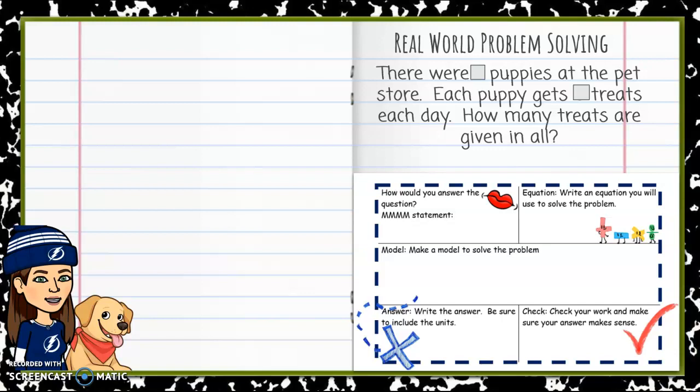There were puppies at the pet store. Each puppy gets treats each day. How many treats are given in all?